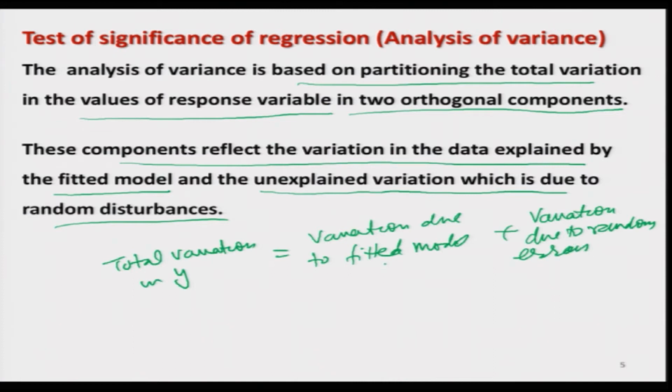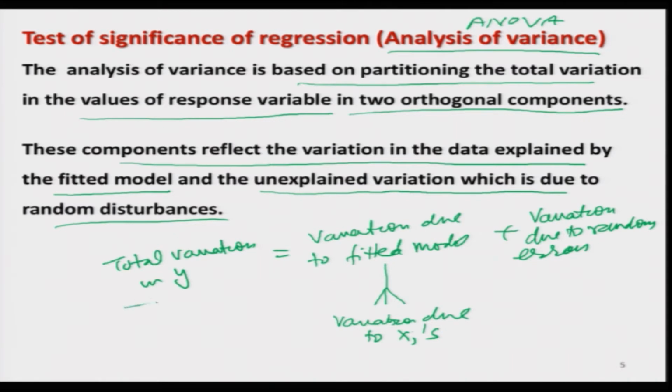And this, I will show you, when you try to employ this ANOVA, this analysis of variance in R, then this variation due to the fitted model is further partitioned into variation due to xj's, right. And one thing, this analysis of variance is briefly called ANOVA. That is one of the popular short names of analysis of variance.